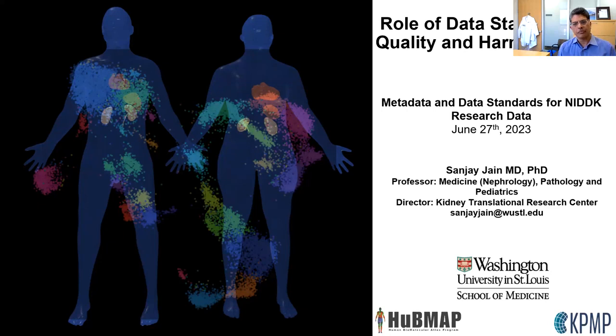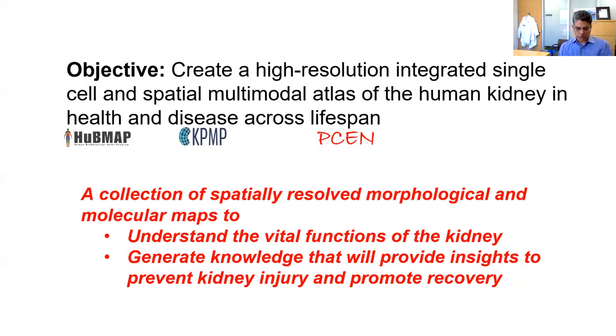Next slide, please. The process that we are using to make a human kidney atlas is really defined on 3 consortia, where we are using spatially and single cell resolved technologies to understand the human kidney both in health and disease. The HuBMAP consortium is mainly defining the healthy kidney, the Kidney Precision Medicine Project the diseased kidney specimens, and we are doing this across the lifespan with a new project with the Pediatric Center of Excellence in Nephrology.